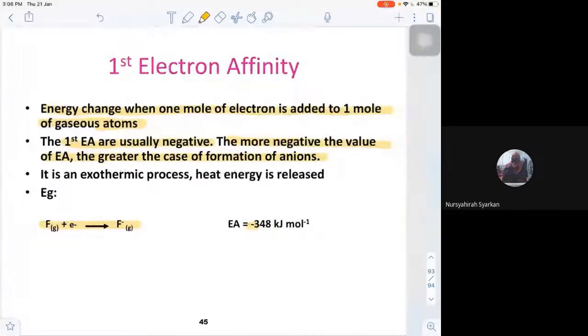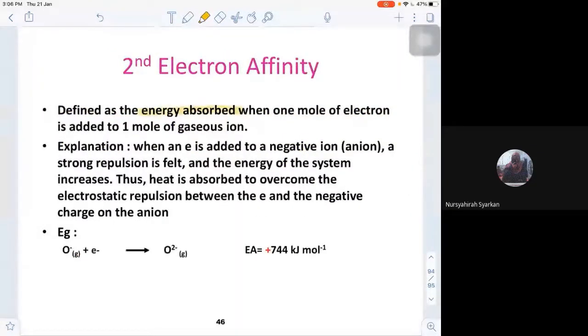As for the second electron affinity, it is defined as the energy absorbed when 1 mole of electrons is added to 1 mole of gaseous atoms or ions. It is defined as the energy that is absorbed because the second electron added to the system will always require energy. Why is the second electron affinity always an endothermic reaction? This is because the electron is being added to a negative ion, or anion, so strong repulsion is felt. Oxygen is a negative species and this electron is also a negative species, so they will repel each other. When this repulsion happens, energy needs to be absorbed to overcome this electrostatic repulsion between the electron and the negative anion.